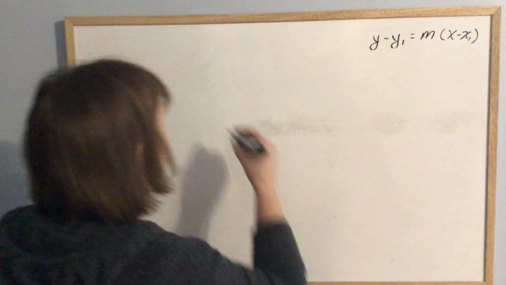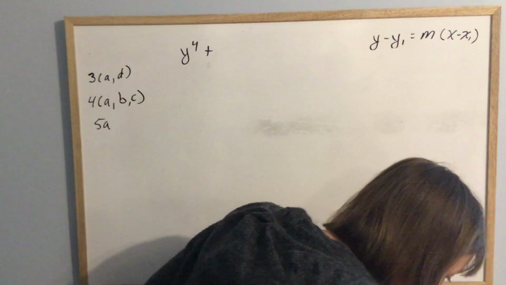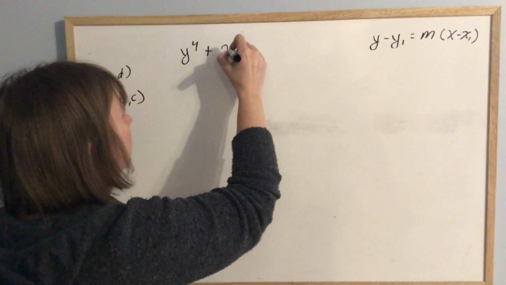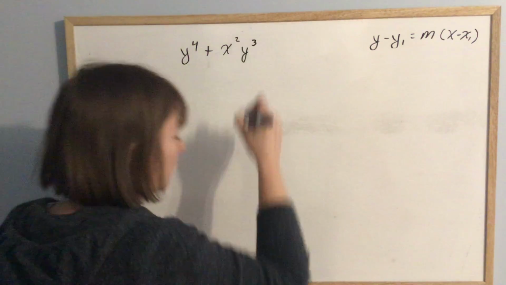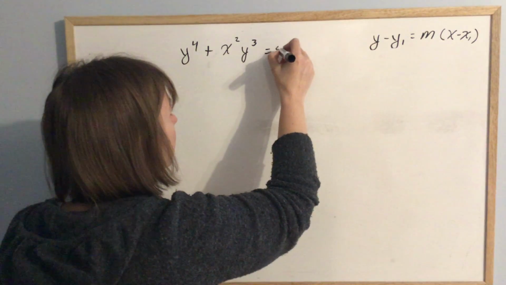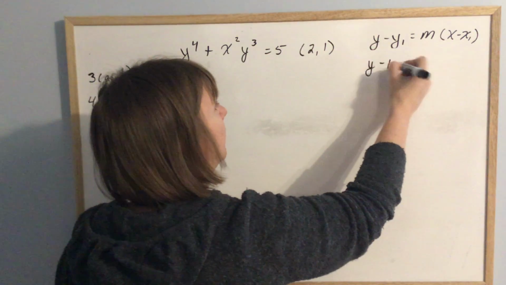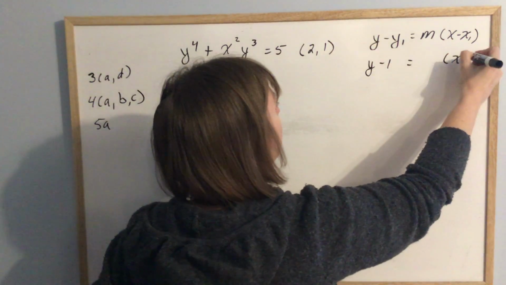Oh, another one of those. y to the fourth plus x squared y cubed equals 5 at the point (2, 1). So again, I can do y minus 1 and I can do x minus 2.